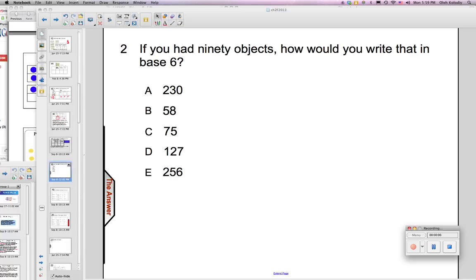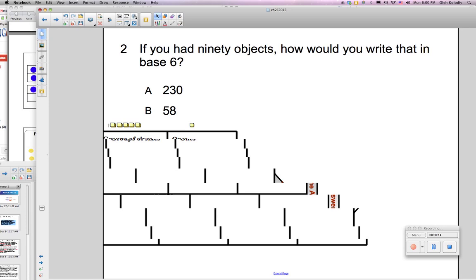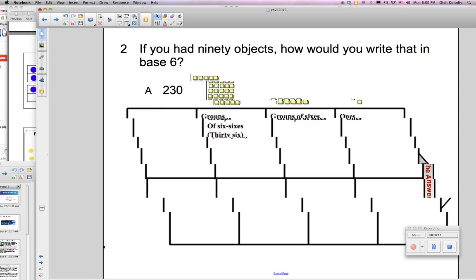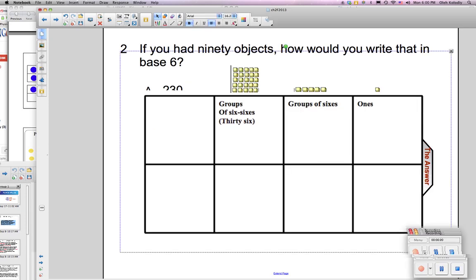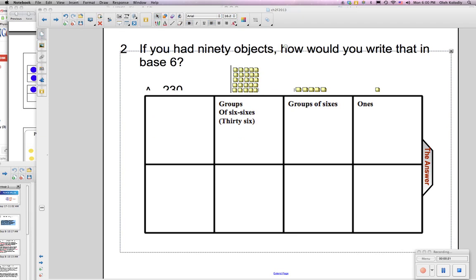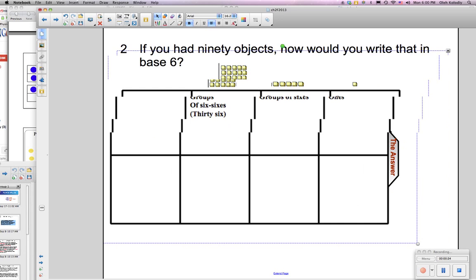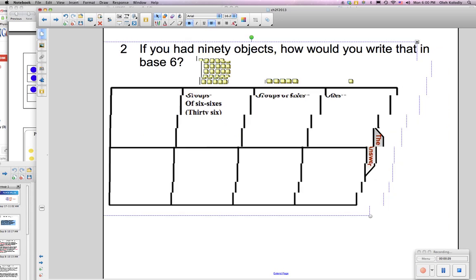105. So once again, let us try a problem. If you had 90 objects, how would you write this number in base 6? So again, you have to know the place values for base 6. And here they are.